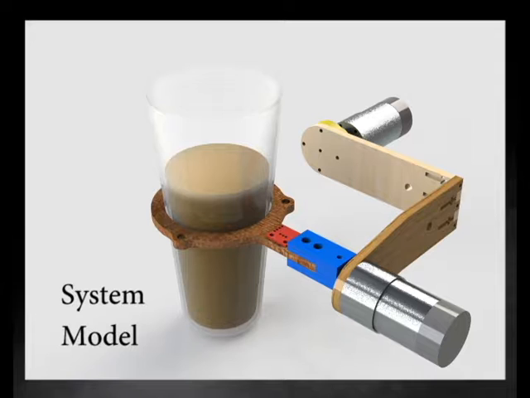Here we have the system model rendered in SolidWorks. The idea is that the payload, in which case we have coffee, is going to be held within that cup holder, and it is going to be controlled by the two motors in the pitch and roll directions.